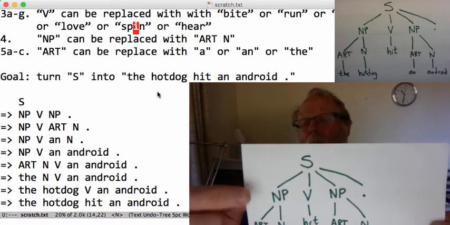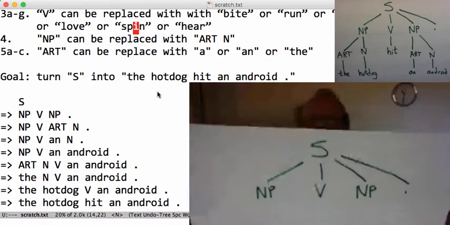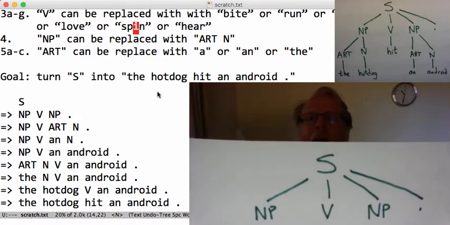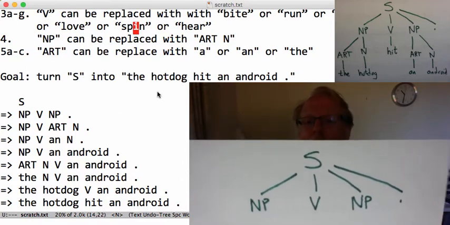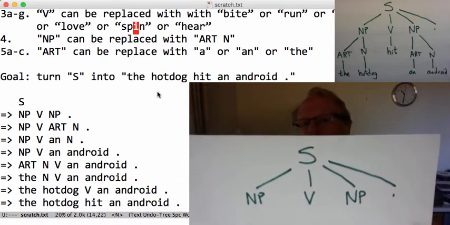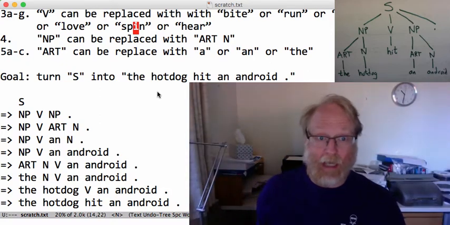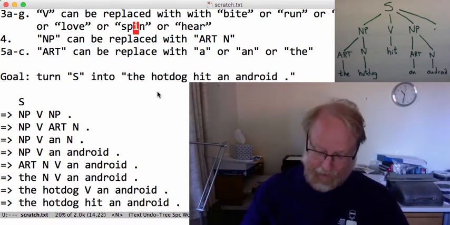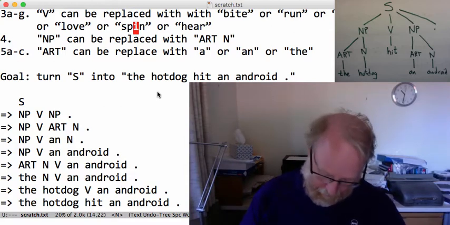And notice that the first step in our derivation was S goes to NP V NP dot. We'll make exactly that and put it on your tree. If we then wanted to do something with this NP here, what was the next step we did with that NP? We replaced that NP with art n.